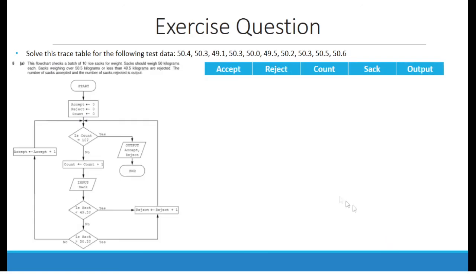Exercise question. Your answers should be similar to this one.